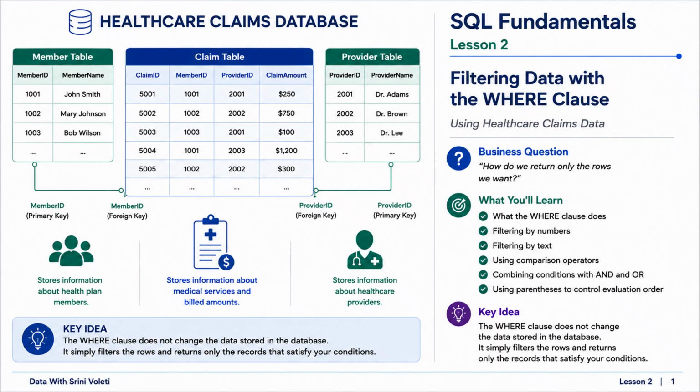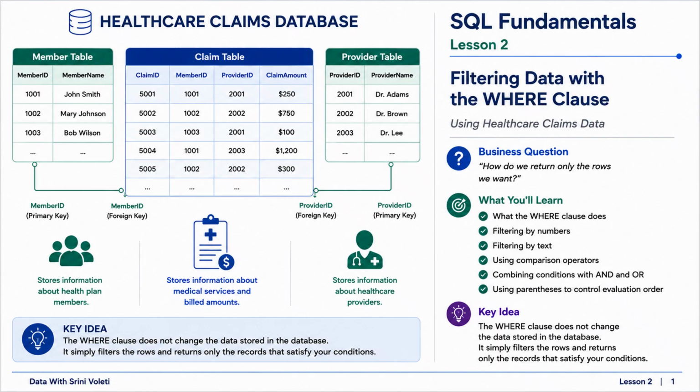Throughout this lesson, we'll continue using the same healthcare claim database from lesson 1. Since you are already familiar with the database structure, you can focus entirely on learning SQL concepts instead of trying to understand a new data set. Let's take a quick look at the database shown on the slide. The members table stores information about health plan members. The provider table stores information about healthcare providers. And at the center is the claim table, which connects members and providers while storing details such as claim amounts and service information. This claim table will be the primary table we'll work with throughout this lesson today.